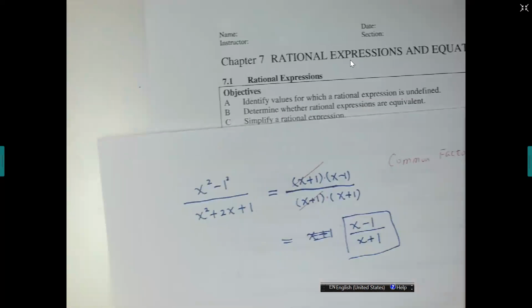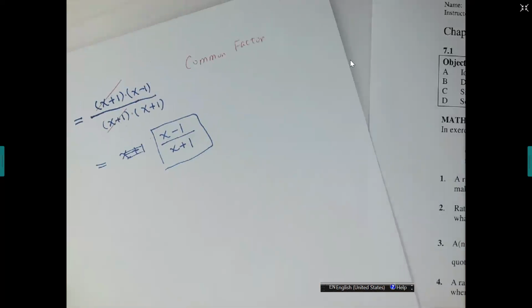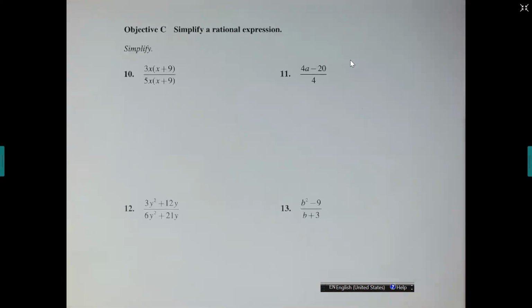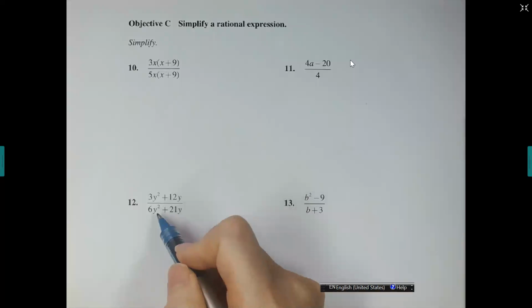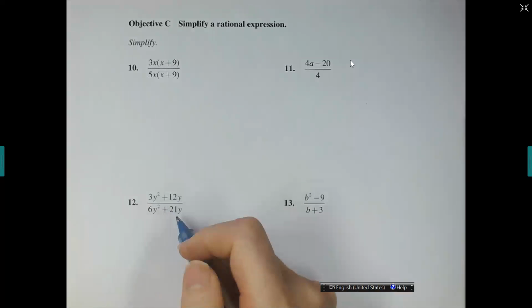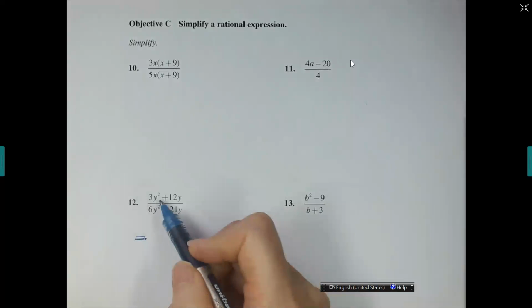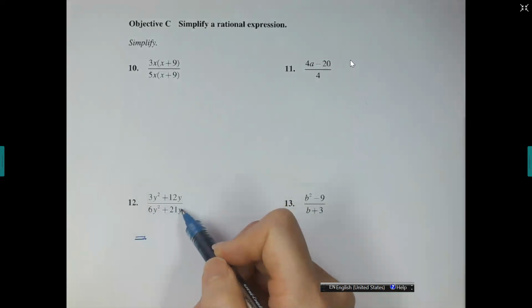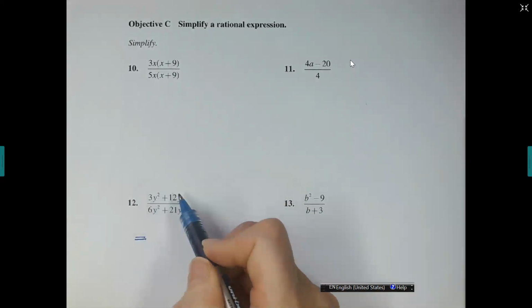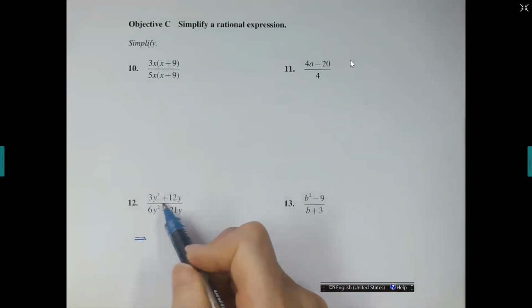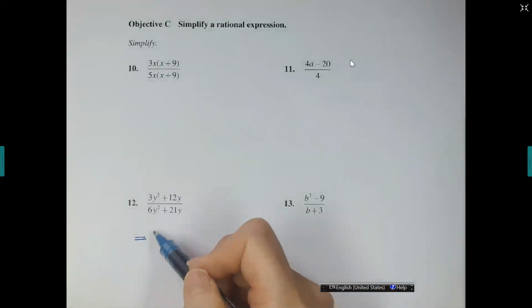Let me just quickly give you one more example here. Let's look at number 12, this problem here. What do we have? We have a numerator and denominator. And remember, never do this: you do not cross out this y squared and this y. You cannot do this because this y squared is not a factor of the numerator or of the denominator. So we cannot cancel them out.